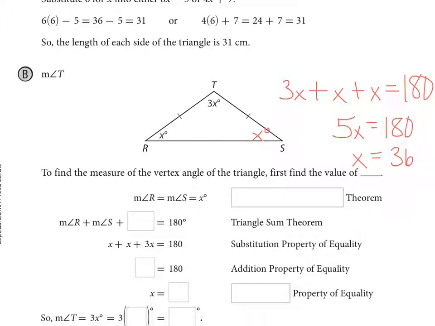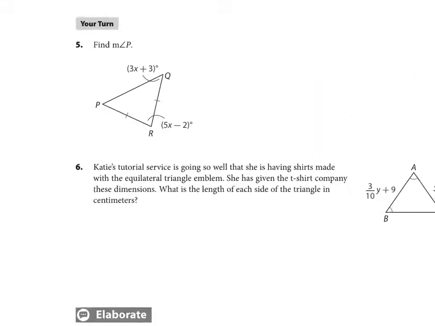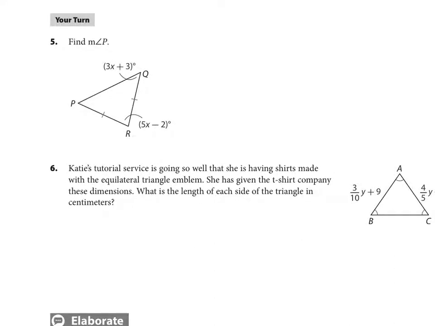And so that means that the measure of angle T, remember that's what it's asking us here for, will be 3 times 36, which would give us 108 degrees. All right, turn the page. And we're going to look at number 5 here. And I want you to try number 5 on your own and then come back and check your answer.